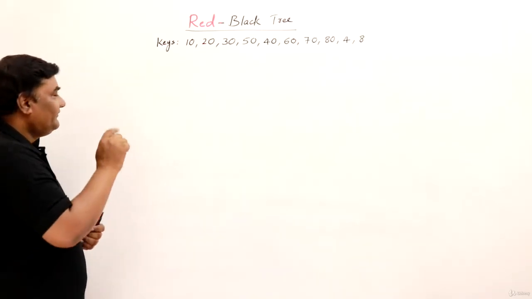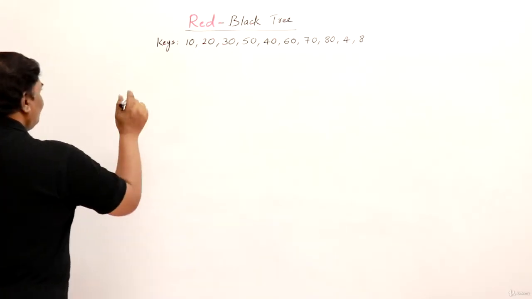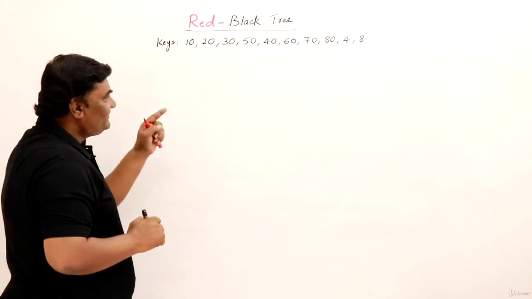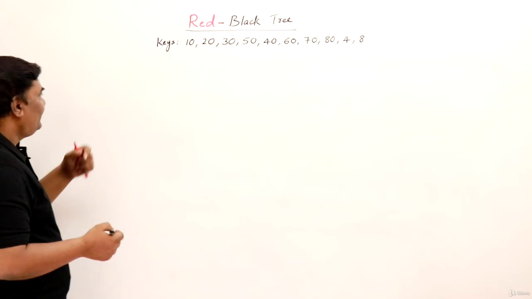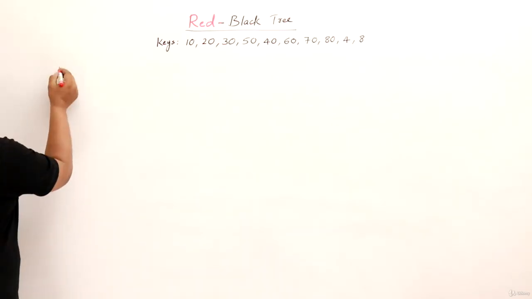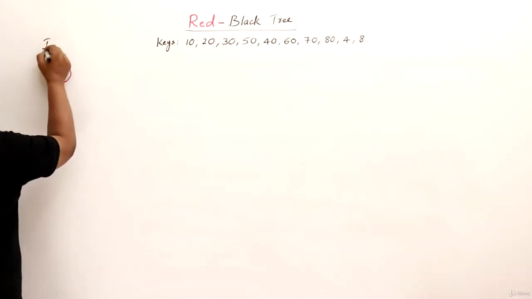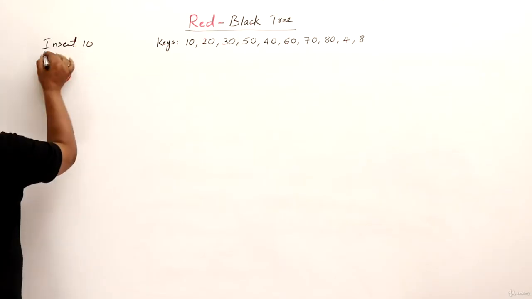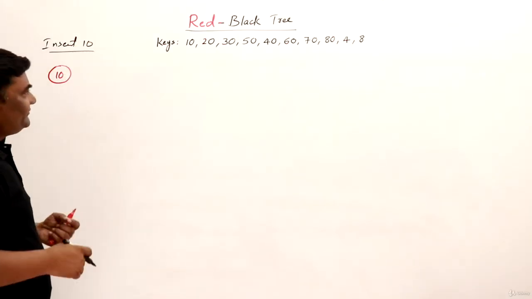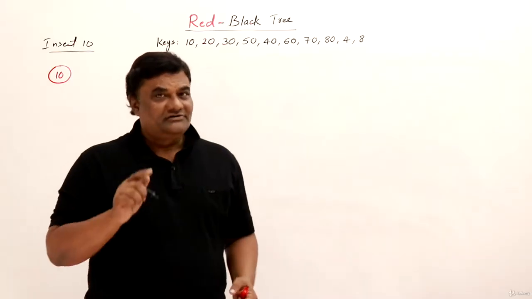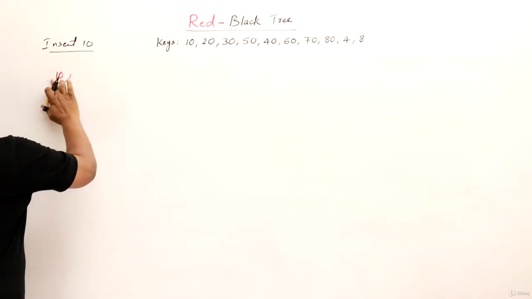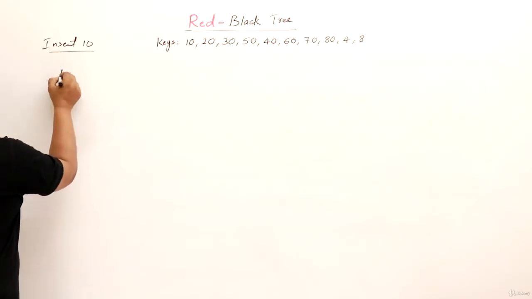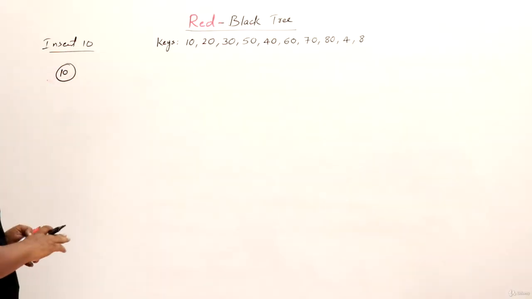So let us start. The first key that I have is 10. I have to insert 10. Remember, the insertion will be done just like a binary search tree. So the first key is 10. Always a newly inserted node will be a red node, right? So I have inserted 10. But this is the first node and it is the root node. You remember, the root node must be black. So I should change this color and make it black. So 10 is inserted.